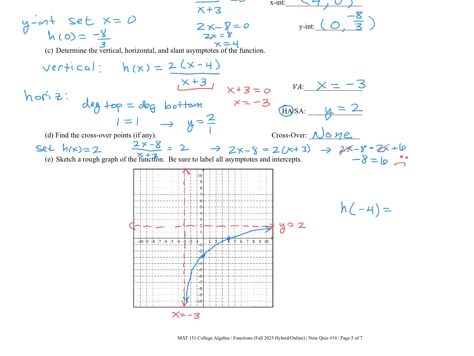If I stick a negative 4 in this, I'm going to have 2 times negative 4 minus 4 over negative 4 plus 3, which is 2 times negative 8 divided by negative 1. That's going to be a 16, which is a positive number. That means at negative 4, I am way up here at 16, which means that my graph must look like this. It's the only way I'm going to pass through 16, is to be going up in that direction. And again, if I would have gotten a negative number, it'd be below the horizontal asymptote instead.